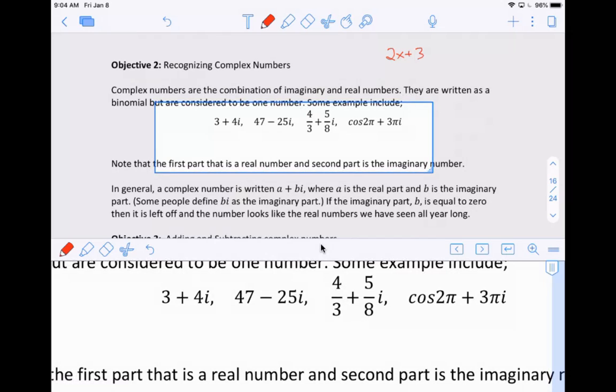What you have here is two parts to this one number, one being real, a whole three, a three that operates alone, and an imaginary part. Now remember, there's only one true imaginary number, i, but we're going to rope 4i in as the imaginary part of this complex number, okay? Here in 47, we have a real number, and then the minus 25 is the imaginary part.